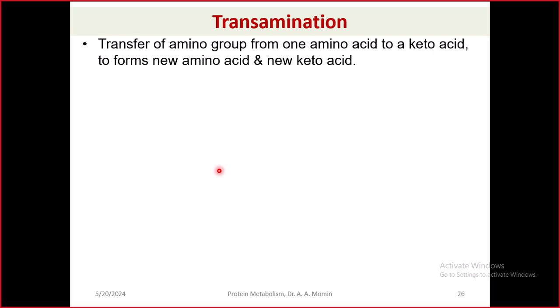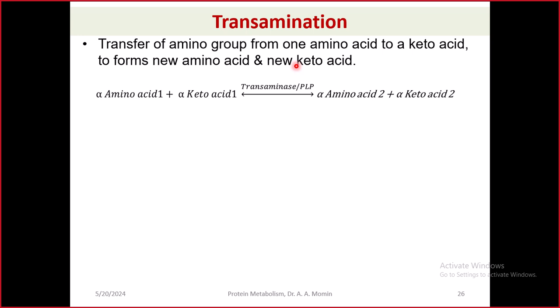So the first is transamination. The name itself suggests it: trans means there is a transfer of the amino group. That's why the reaction is called transamination. There is no separation of the amino group as such. There is only transfer from one molecule, that is one amino acid, to a second molecule to form a second amino acid. So it is a transfer of the amino group from one amino acid to a keto acid to form a new amino acid and a new keto acid.